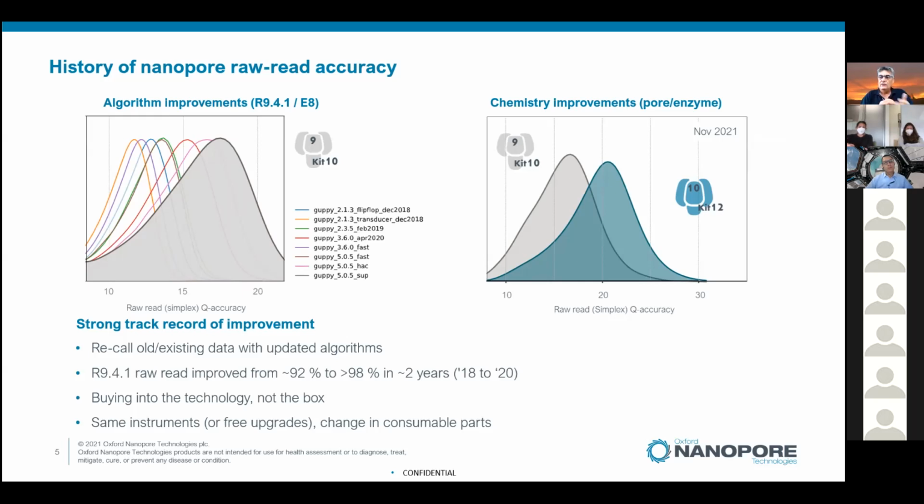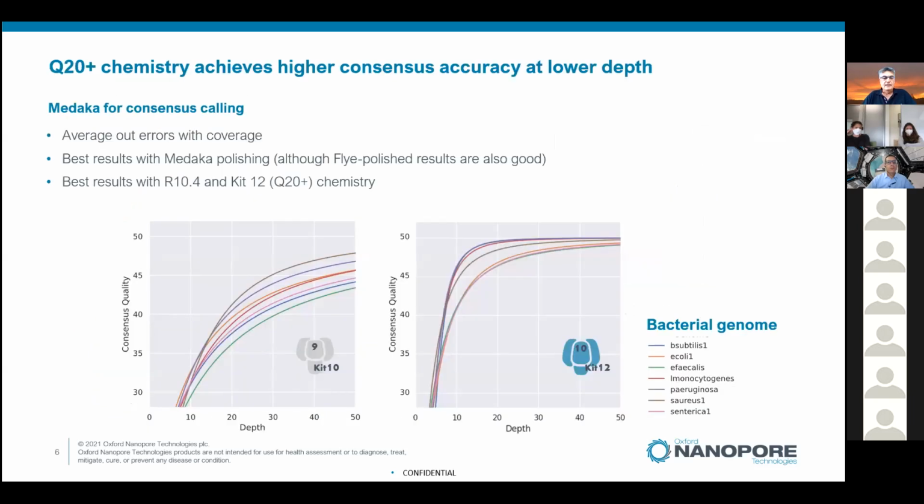Pore 10 has been sort of in early release for quite a number of years, and we've been continually working on it to get more accuracy and higher output, and we're there. So Pore 10 Kit 12 is the very latest improvement in that, and Mike will be talking more about the next one that's coming after that. But with Pore 10 Kit 12, we can achieve accuracies over Q20. And that's why we're calling it Q20 plus chemistry, because it describes where we are with our level of accuracy. And there's an example here of what that means in practical sequencing terms.